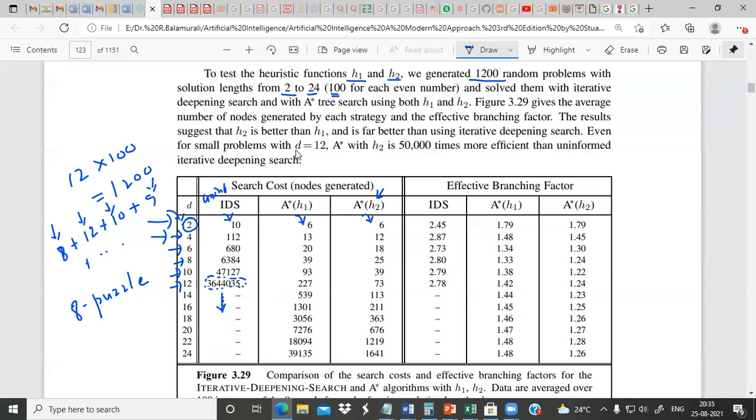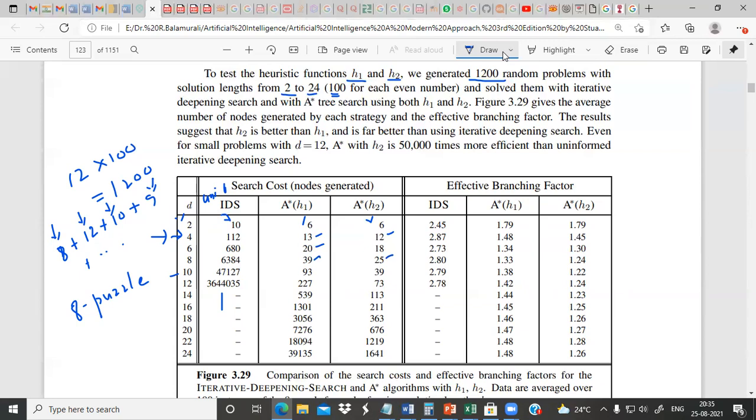So when the solution is available at depth 4, it has generated 13 nodes. But with heuristic function H2, it generated only 12 nodes. When the solution is at depth 6, the average number of nodes generated for the H1 heuristic is 20, whereas for the H2 heuristic it's only 18. Okay. Similarly for depth 8, for H1 it is 39, for H2 it is 25.